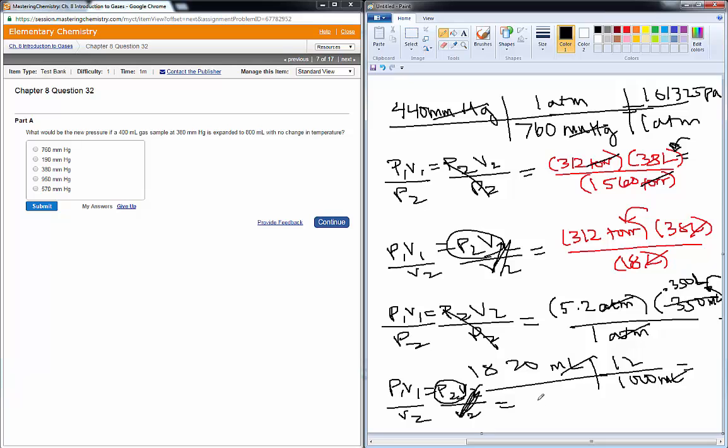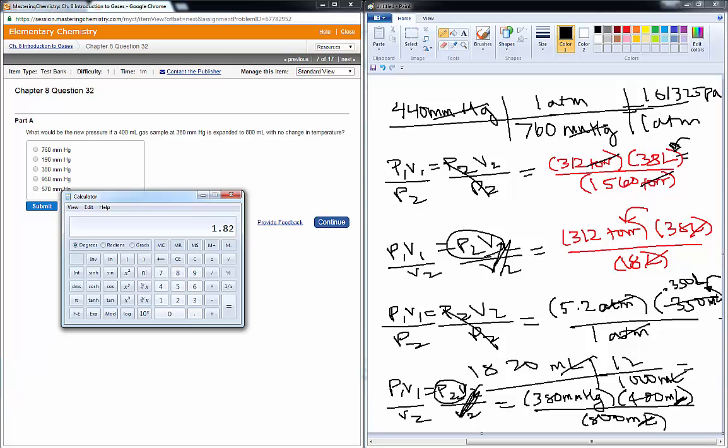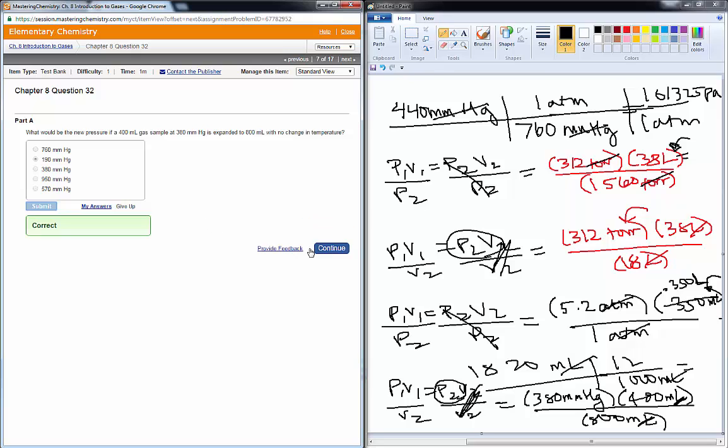So P1 was 380 millimeters mercury. V1, initial volume was 400 milliliters. V2, it is expanded to, so that is the final volume. Make sure that you don't mix up which one is the initial and which one is the final. And if I plug that in, 380 times 400 divided by 800, I get a new pressure of 190 millimeters of mercury.